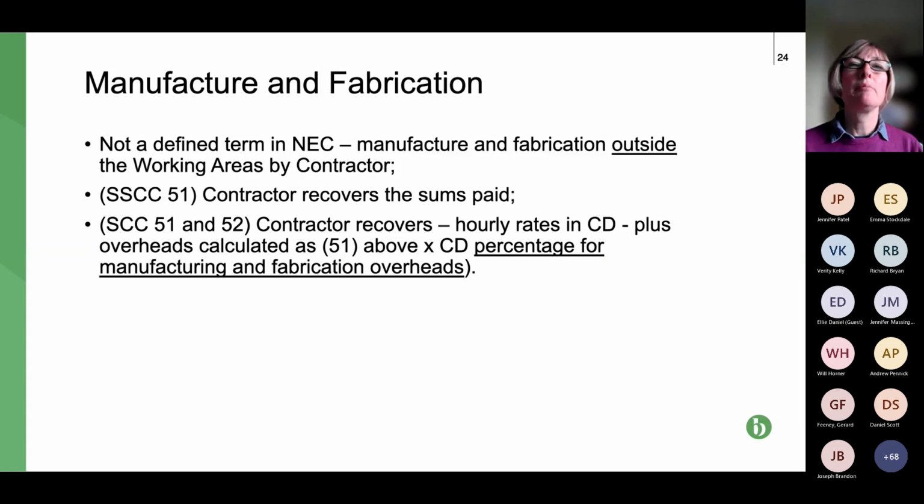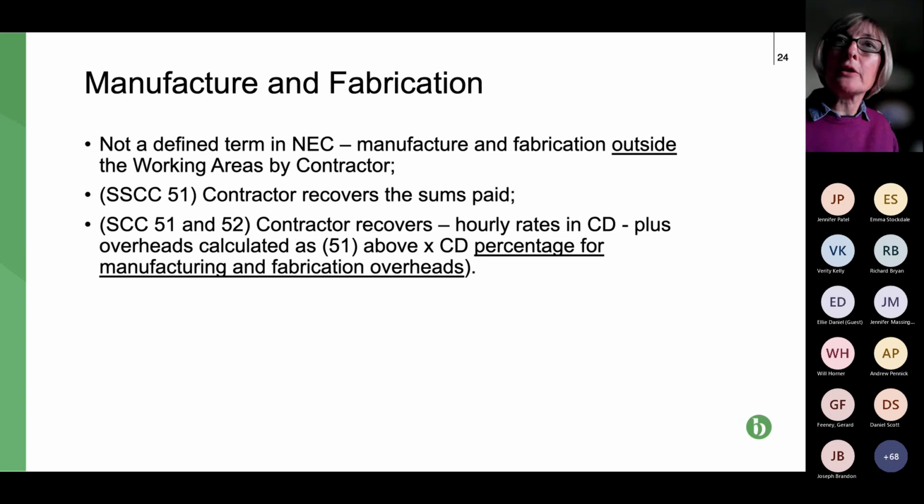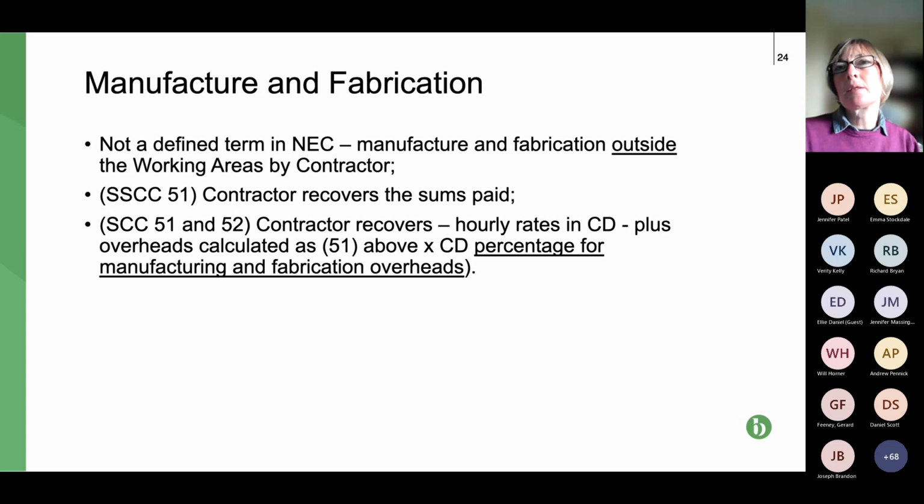So moving on to manufacturing and fabrication, I'm going to skim through this because it's probably not too relevant to you. First of all, it's not defined what manufacture and fabrication is in the contract, but it's manufacture and fabrication that takes place outside the working area. So I think it's probably quite limited for your work, unless you're working on a huge facility, rather than doing grounds and usual civil engineering work.